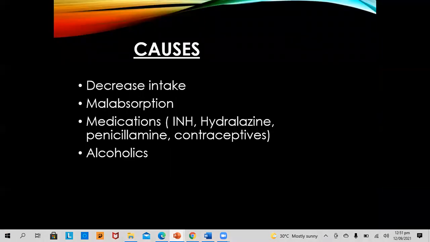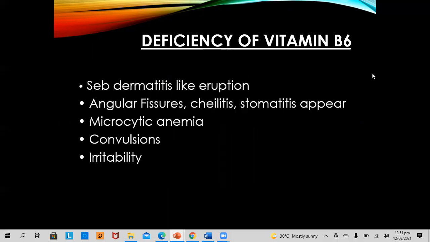The causes of vitamin B6 deficiency include decreased intake, malabsorption, or medications such as isoniazid, which we give as anti-TB medicine, and hence we give vitamin B6 as a measure to prevent its deficiency whenever we give ATT. Other drugs causing deficiency of vitamin B6 include hydralazine, penicillamine, and contraceptives. The deficiency is also seen in alcoholics.